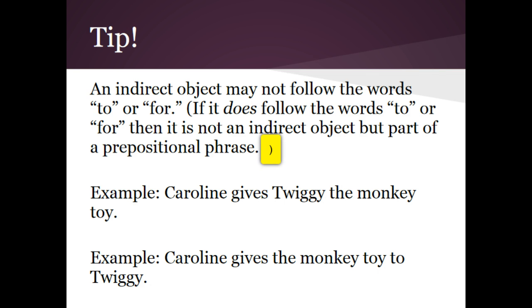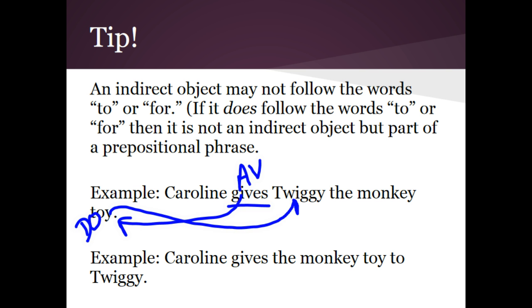So if we look at the same example again, we have Caroline gives, there's our action verb. The thing being given is still the toy, so it is still our direct object. And in between the action verb and the direct object is Twiggy, because Caroline is giving Twiggy the monkey toy. She's giving it to Twiggy.